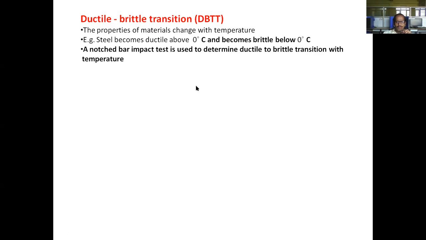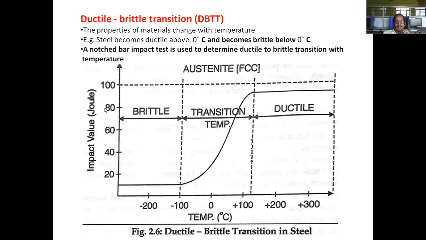So to find out the impact resistance of a material, this is strength in that sense, a notch bar impact test is usually carried out. And we come to know the ductile to brittle transition at different temperatures. So this impact test is carried out at different temperatures, and at what temperature it fails can be understood. So this is the plot for this ductile to brittle transition phenomenon for steel.